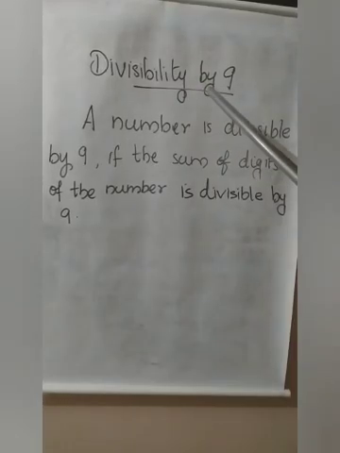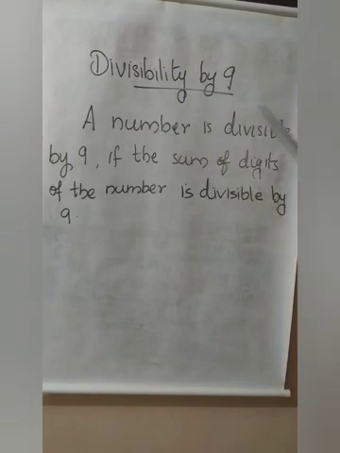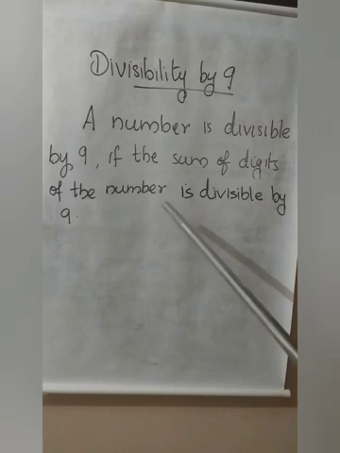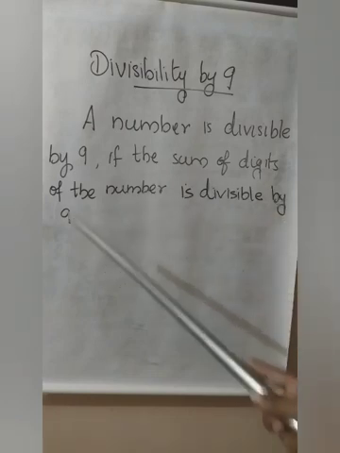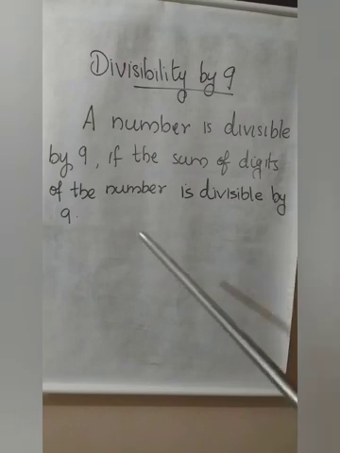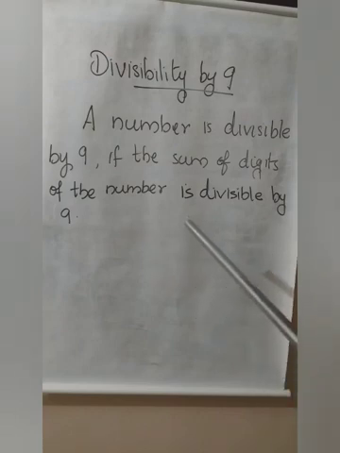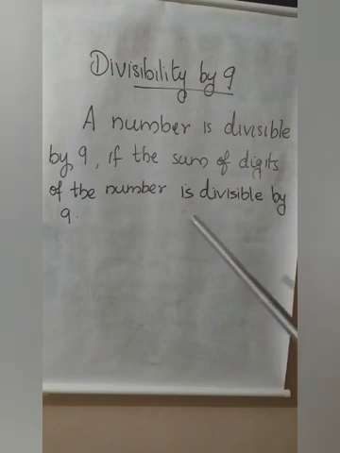Divisibility condition of 9: a number is divisible by 9 if the sum of digits of the number is divisible by 9. When you see this rule, do you remember any other rule? Is there any similarity with any other divisibility rule? Yes, there is a connection between the divisibility rule of 3 and the divisibility rule of 9.